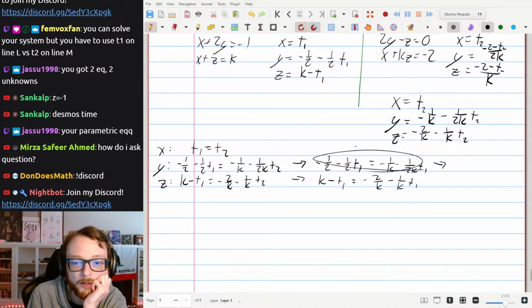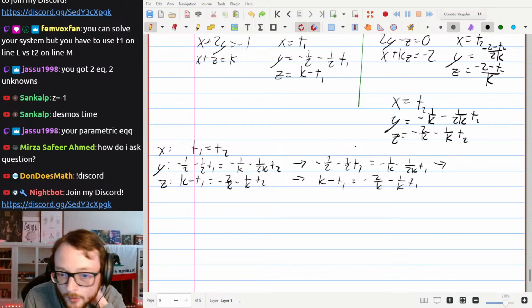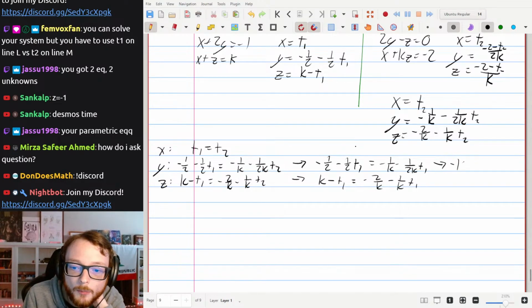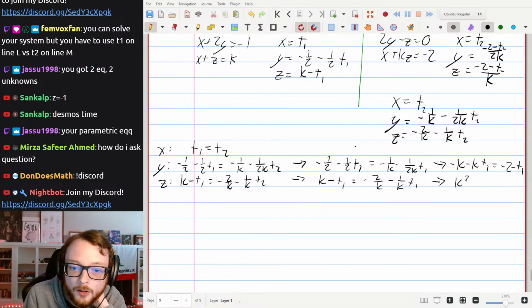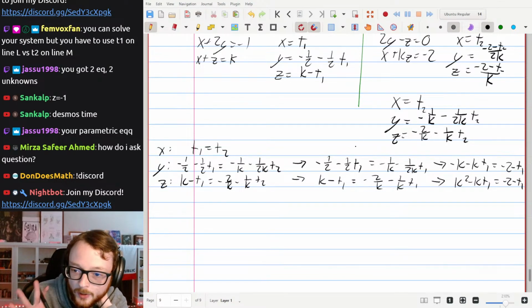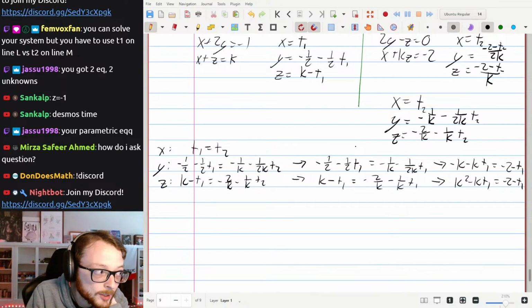Multiply that one through by 2k. Minus k minus kt1 equals minus 2 minus t1. Multiply that one through by k. k squared minus kt1 is minus 2 minus t1. Okay. We want to solve this for k. So solve one of these bad boys for t, plug it into the other.